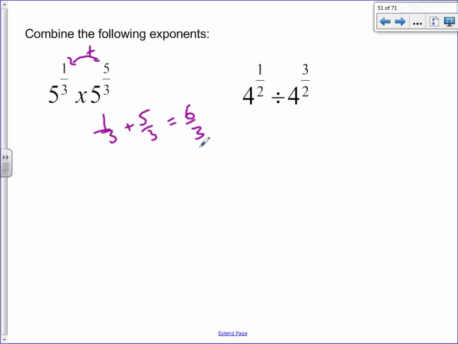6 over 3, can't we reduce that? What's 6 over 3? 2. So what I've done here is I've taken my two fractions and I've added them together. 1/3 and 5/3 is 6/3. 6/3 is 2. So my final answer is 5 to the power of 2. That base is still there, right?